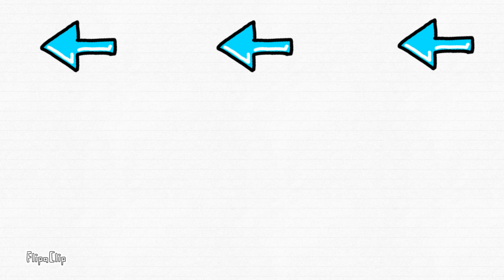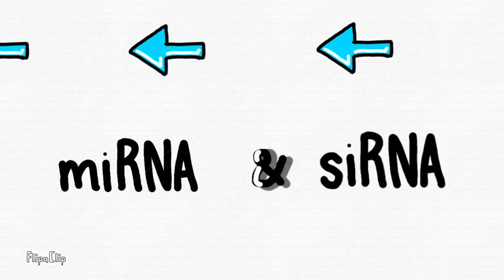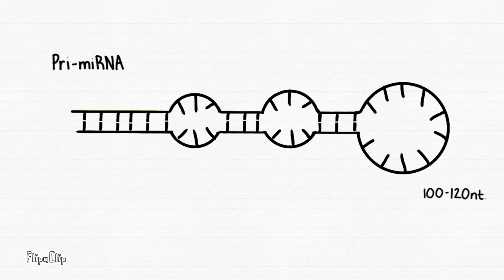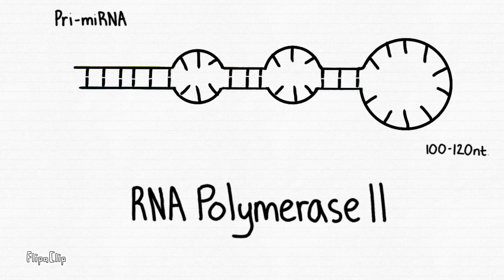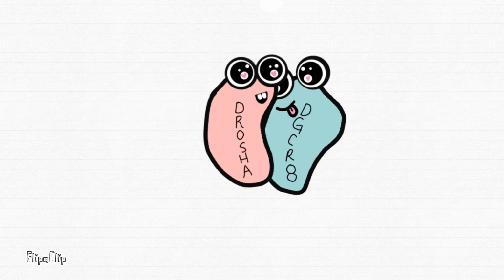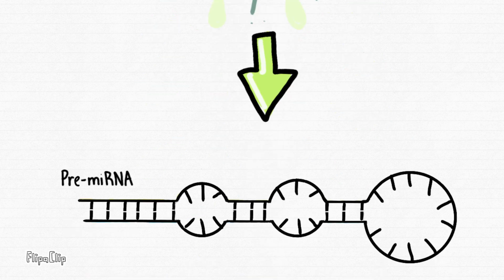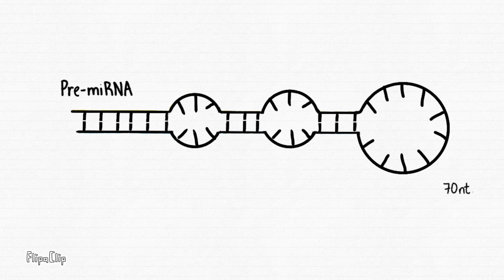Now let's backtrack and revisit microRNA and small interfering RNA. We will now focus on microRNAs, and later we will focus on small interfering RNA. MicroRNA, or miRNA, is derived from a double-stranded RNA, or dsRNA. It forms a pri-miRNA, which is 100 to 120 nucleotides long. It is produced by RNA polymerase II. Together, the Drosha and DGCR8 proteins form a complex and produce a pre-miRNA that is 70 nucleotides long.